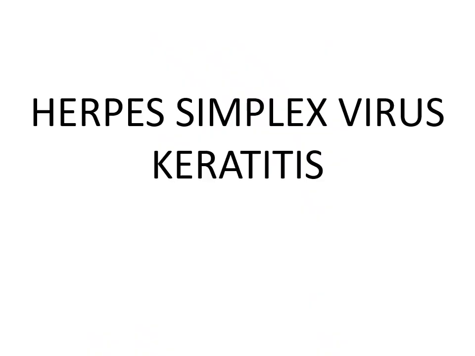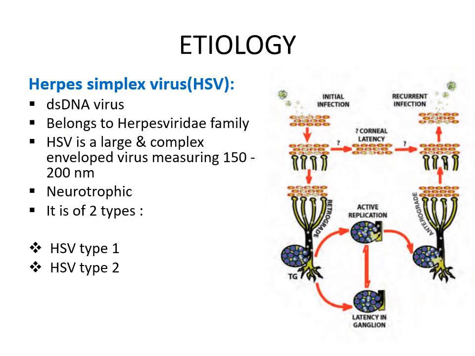Now, we will confine ourselves to herpes keratitis and the adenovirus keratitis today. In herpes, we'll be talking about both herpes simplex and herpes zoster. So these three viruses, rather the HSV virus and varicella zoster virus, are the ones that are important for you.